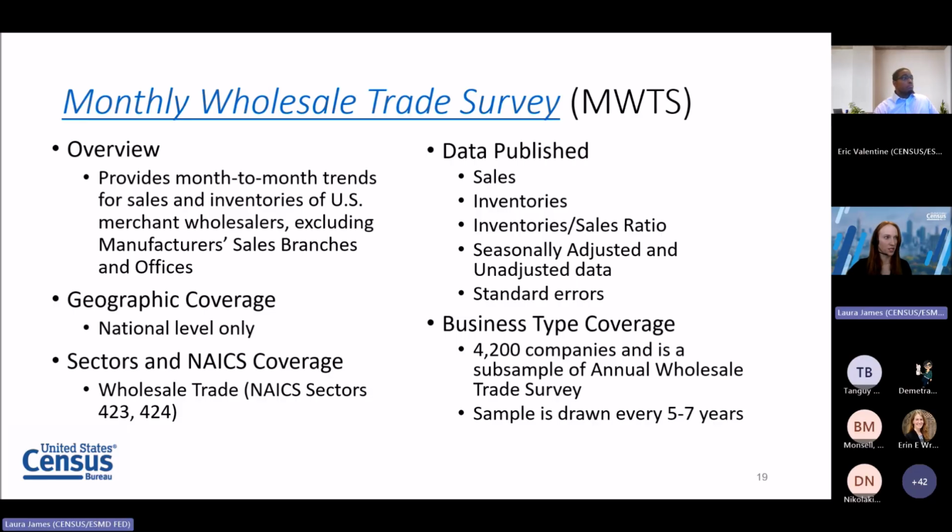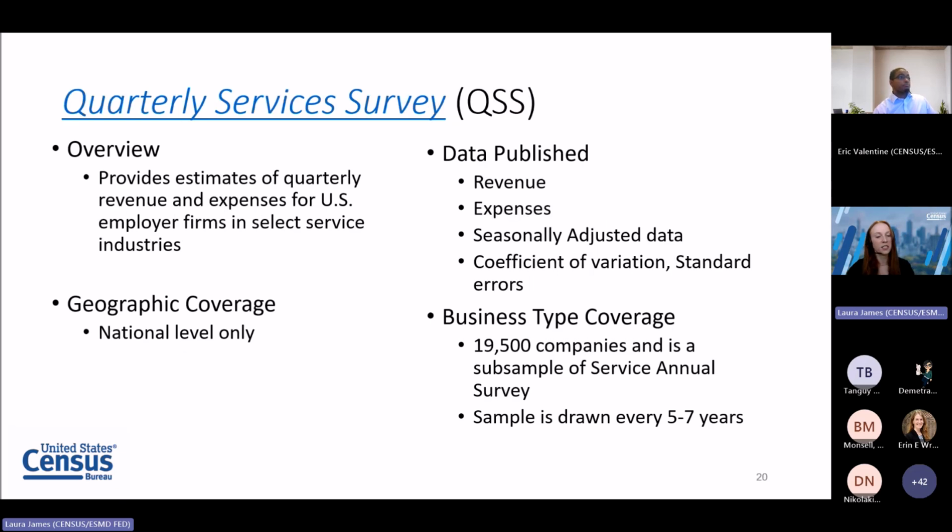Up next is the monthly wholesale trade survey, also known as MWTS. I won't go into this too much, just in the interest of time. This is very similar to MRTS, where we're publishing those month-to-month trends of sales and inventories, but this time it's for merchant wholesalers, excluding manufacturing and sales branches. Again, all these data items are published at the national level. The main difference here is we're covering NAICS sectors 423 and 424. The survey consists of 4,200 companies or so. It's a subsample of our annual wholesale trade survey. And like the other one, we redraw that sample every 5 to 7 years.